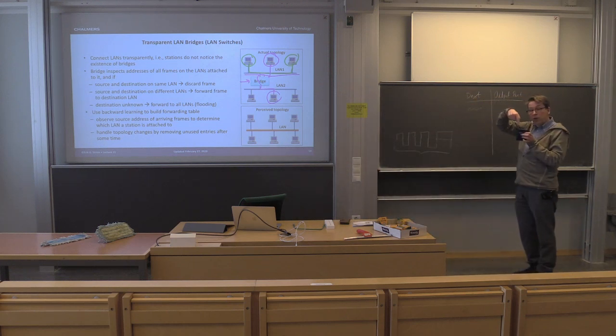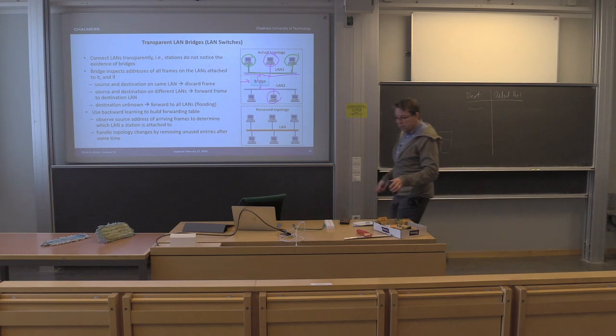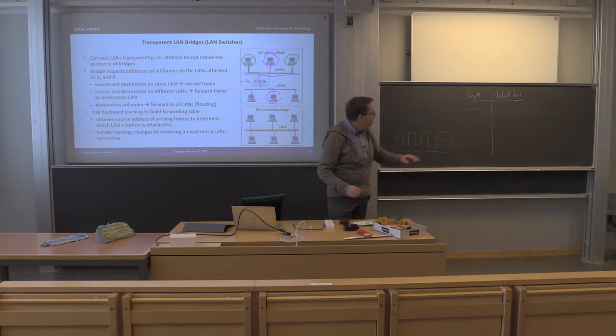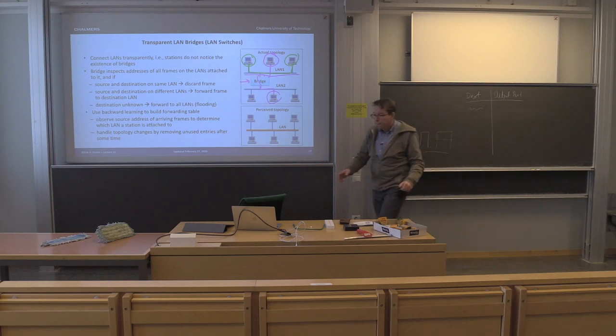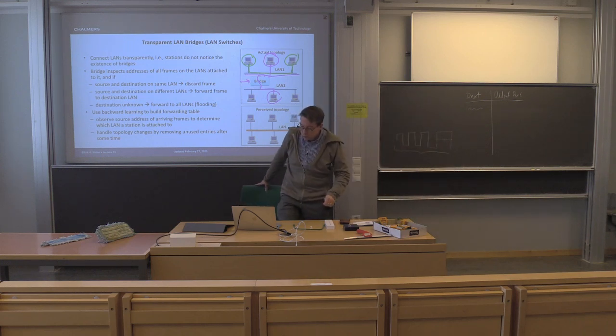So the switch looks at the destination address of the frame that just came in and figures out which port it should go out on, if any, right? And that is determined by the forwarding table. So the key now is to figure out, can we fill out this table without manual configuration? And yes, we can. All right, so let's see how that works.